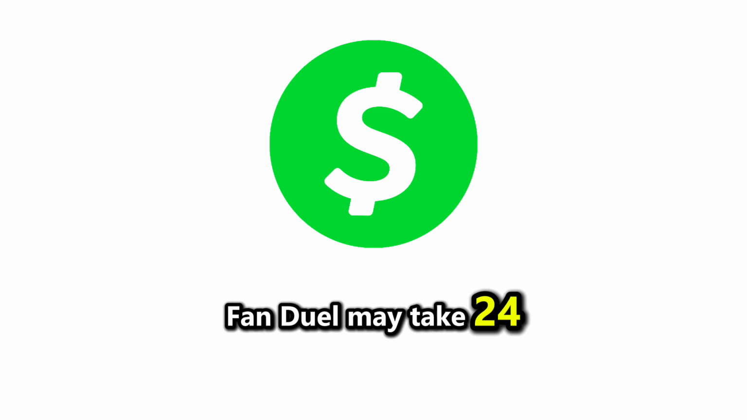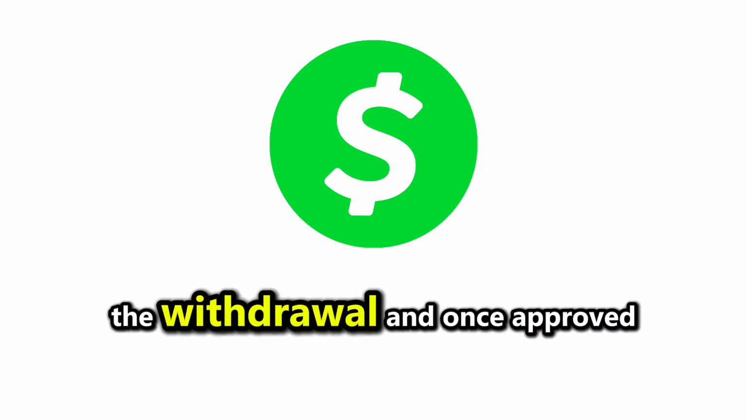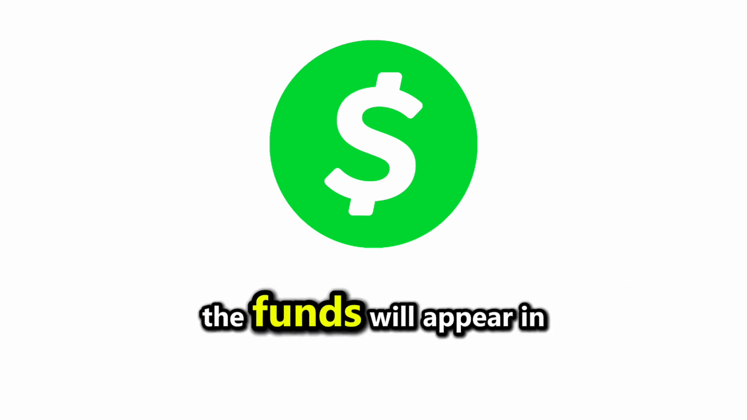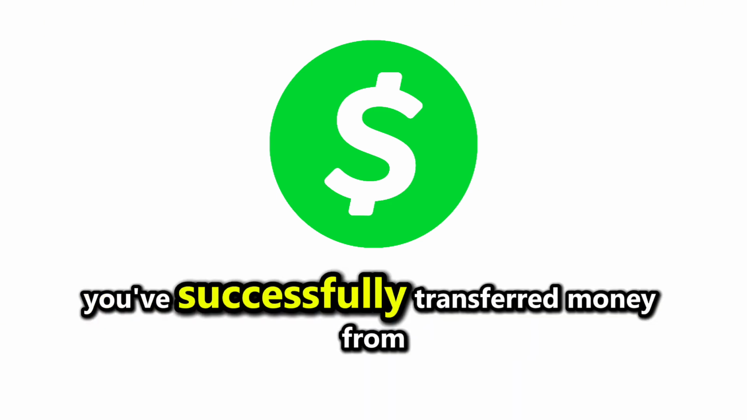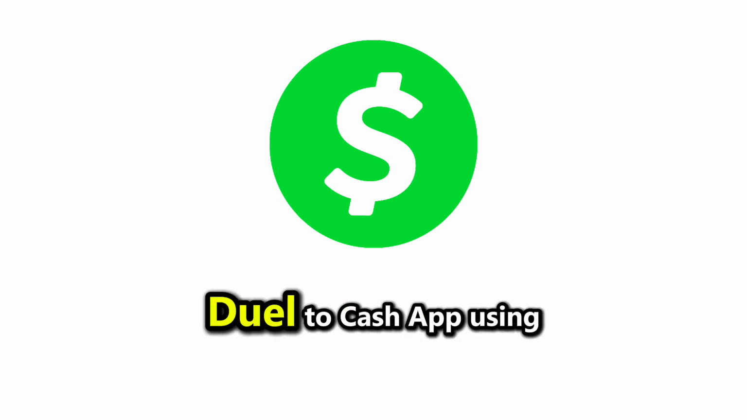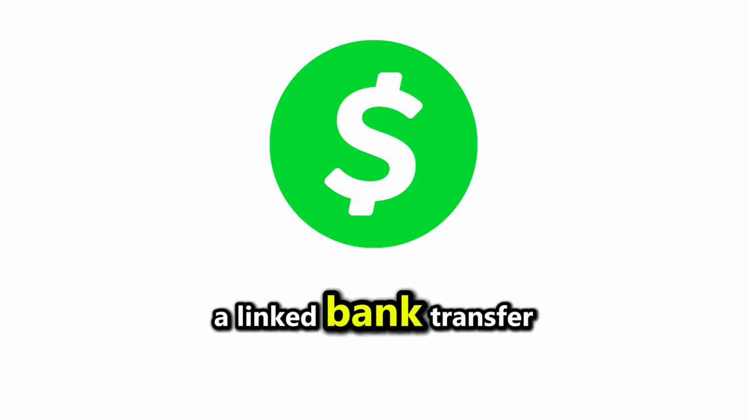FanDuel may take 24 to 48 hours to process the withdrawal, and once approved, the funds will appear in your Cash App balance. That's it. You've successfully transferred money from FanDuel to Cash App using a linked bank transfer.